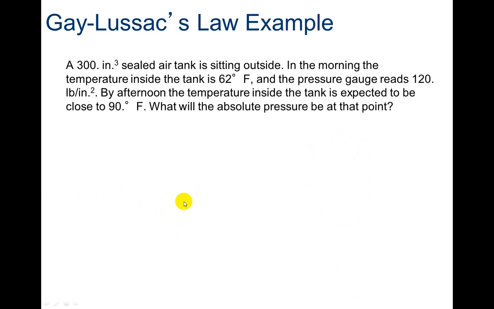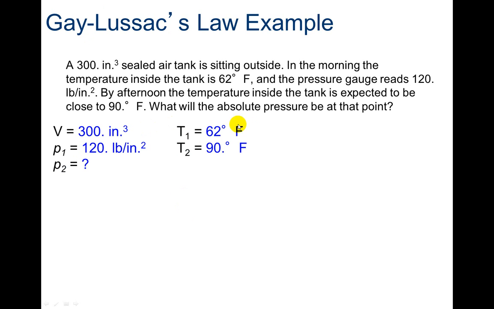A 300-inch cubed sealed air tank is sitting outside. Notice it says sealed air tank, so that means my volume is not going to change. In the morning, the temperature inside the tank is 62 degrees Fahrenheit, and the pressure gauge reads 120 psi. Notice the pressure gauge, so that means we're going to have to change that to absolute, right? By afternoon, the temperature inside the tank is expected to be close to 90 degrees Fahrenheit. What will the absolute pressure be at that point?